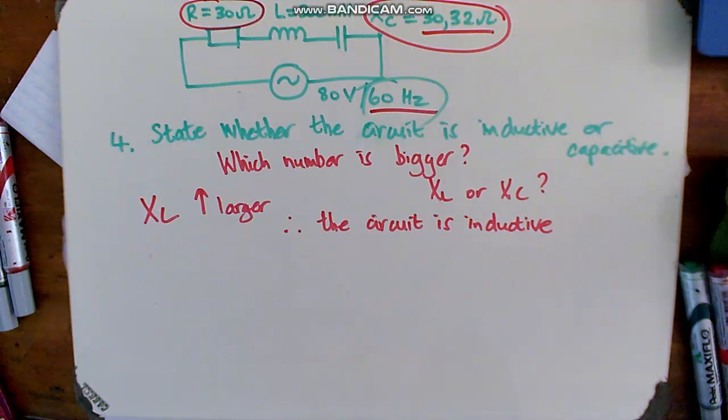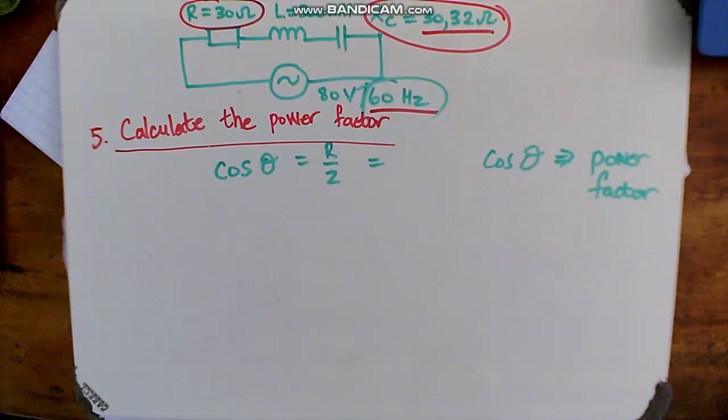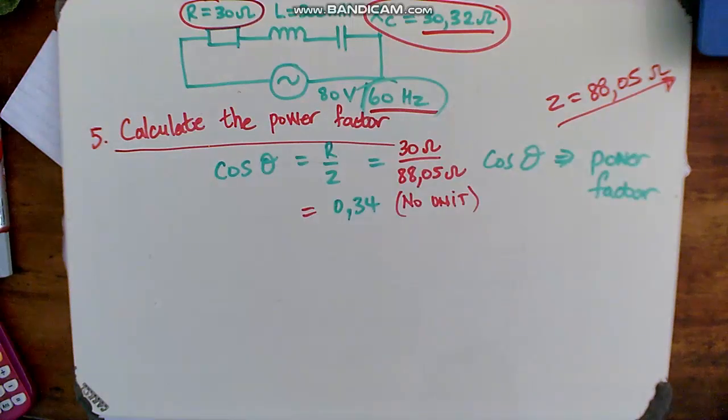Then our next question, calculate the power factor. So the formula for power factor is resistance over impedance, in other words R over Z, substituting our value of R as 30 and our impedance as we had calculated, which was 88,05 ohms. Notice we'll have no units because ohms over ohms will cancel. Our answer being 0.34, no units. Cos theta is 0.34 and that is the power factor. Notice we are not calculating the angle, but we are calculating power factor, which is indeed cos theta.